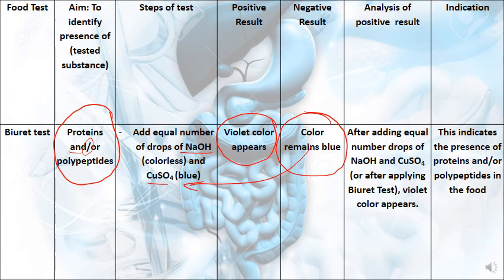So after adding equal drops of NaOH and CuSO4, or you can say simply after applying the biuret test, violet color appears. This is the analysis and indication. This indicates the presence of proteins and/or polypeptides, either protein or polypeptide, in the food. These are the three tests that we identified in this video.